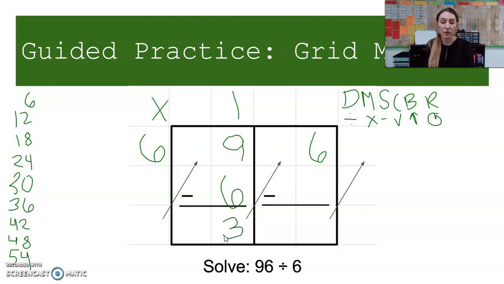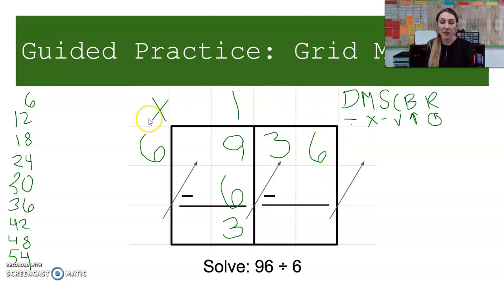My next step is to check, and this is very important. I want to make sure that this 3 is less than 6 before I bring it up. If it's not, it means that I need to go back and check my work. So because 3 is less than 6, I'm going to go ahead and take it up into the next box, and my new dividend is 36.